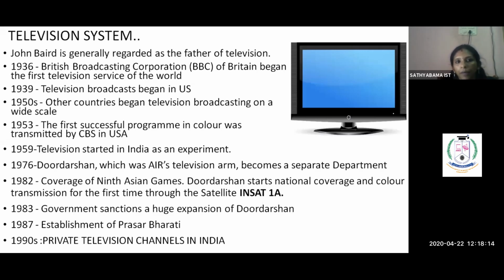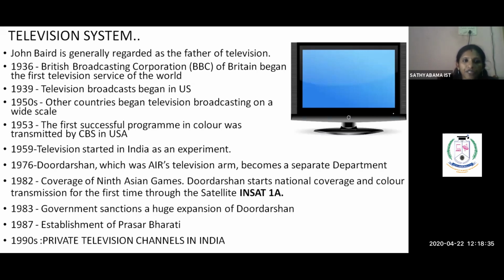In 1936, the British Broadcasting Corporation, that is the BBC of Britain, began the first television service of the world. In 1939, what happened? Television broadcast began in the US. Then it started expanding all over the world. In the 1950s, other countries began television broadcasting on a wide scale.